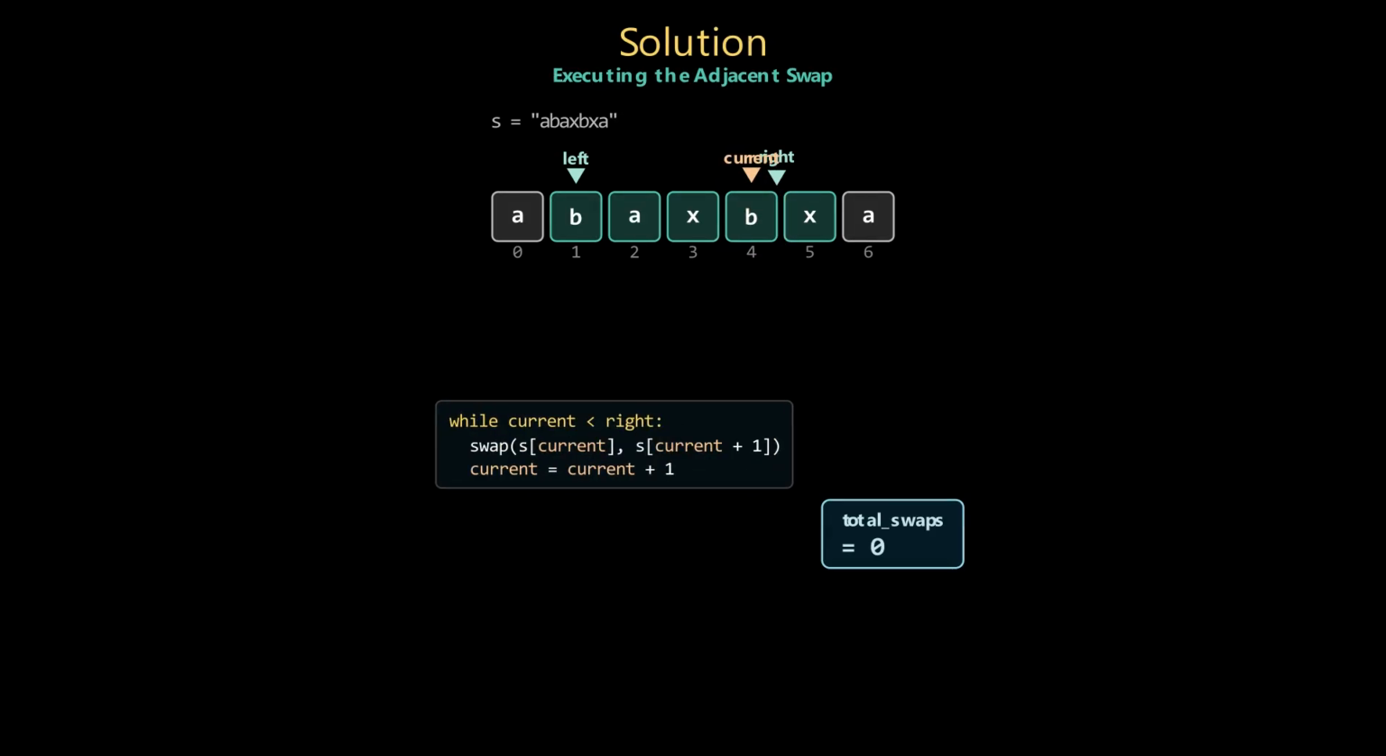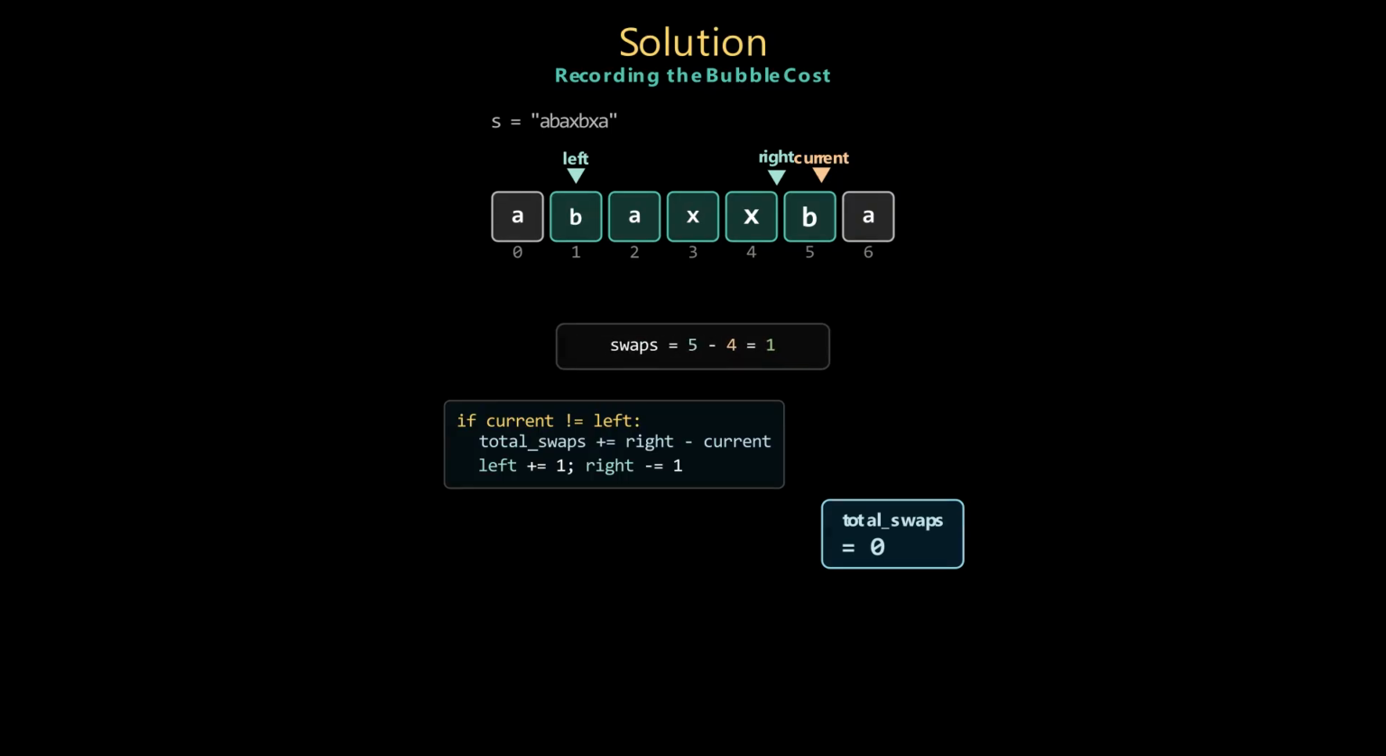When current falls strictly between left and right, we bubble it outward with adjacent swaps. Here the partner at index 4 swaps once with index 5. The letter B slides to the right boundary, and the string updates in place. That single adjacent swap completes the bubble. The cost formula gives right minus current, 5 minus 4 equals 1. We add that to our running total and contract both pointer boundaries inward.